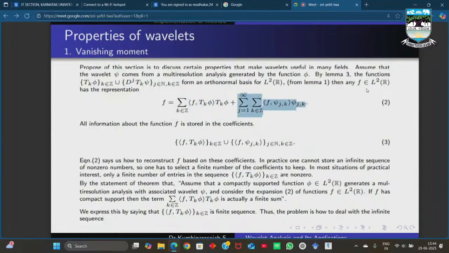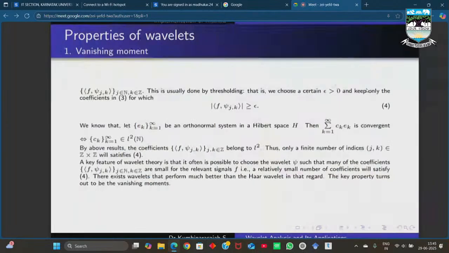The problem with the second one is that the theorem speaks only about the scaling function, not the wavelet function. But the second term is about the wavelet function, the wavelet coefficients. So how can I reduce this infinite number of coefficients? For that, I am going to use the threshold property. Here is the threshold concept. So this is the sequence. From this infinite number of coefficients, I am going to choose only the dominating coefficients. By using the thresholding property, for epsilon greater than 0, we keep only the coefficients for which this condition is satisfied.